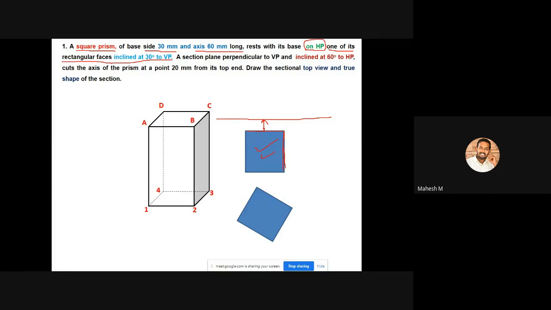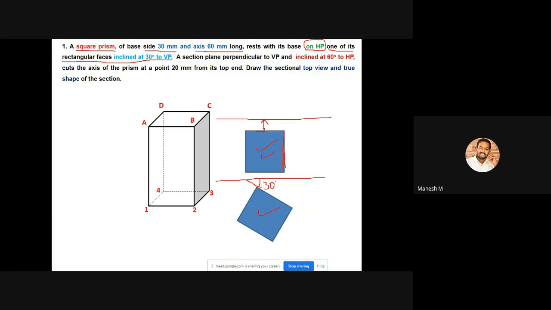So our condition is that we have to create this square that should be inclined at 30 degree to VP. So this is our top view. For example, this one is our reference line. You have to create one rectangular face that should have a 30 degree inclination.